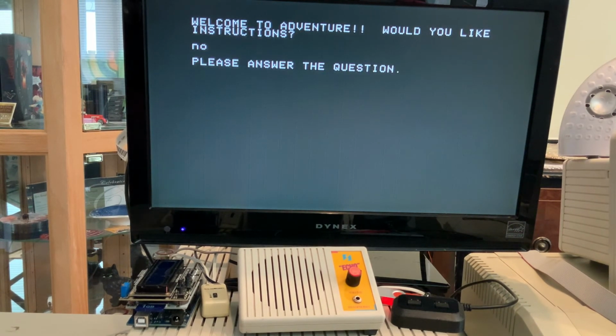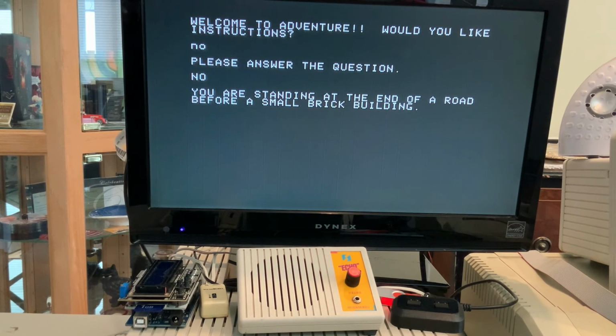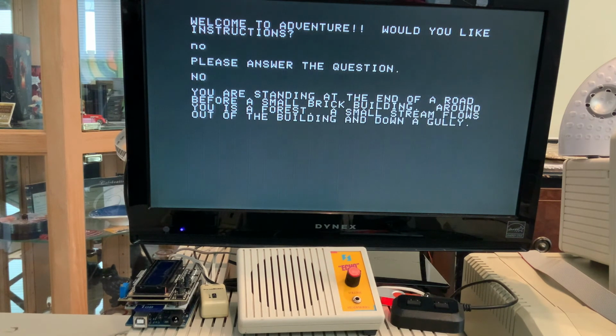Please answer the question. You are standing at the end of a road before a small brick building. Around you is a forest. A small stream flows out of the building and down a gully.